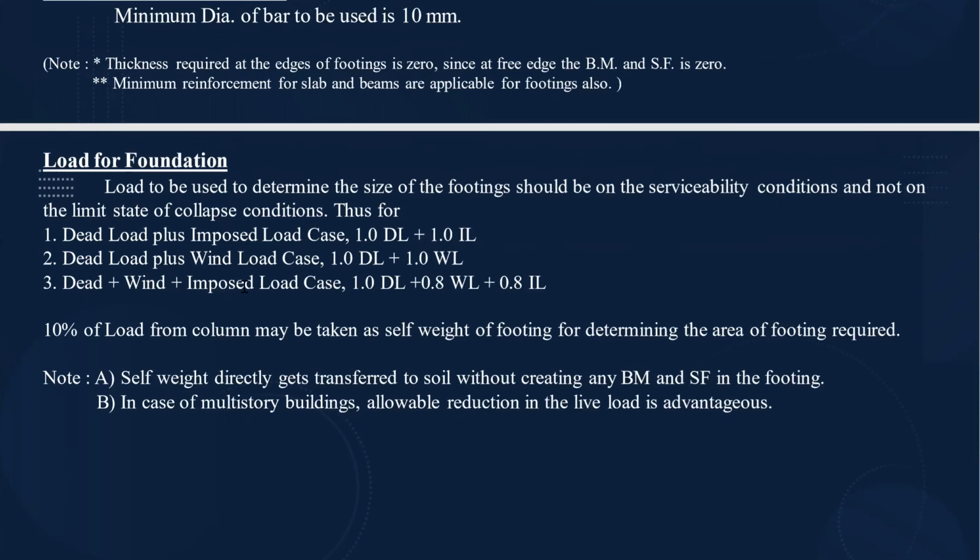As far as the self-weight of the footing is concerned, it can be taken as 10% of the load from the column that is being transferred on the footing. And this 10% load of the self-weight plus the load being transferred to the footing will be used for determining the area of the footing.